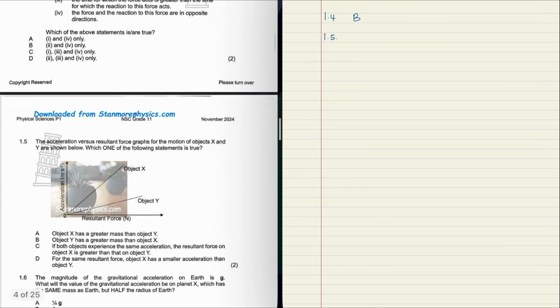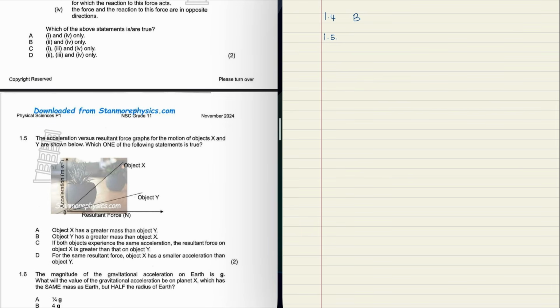The acceleration versus resultant force graphs are drawn and they're asking which statement is true. Object X has a greater mass than object Y. So what we need to look for here is gradient. Gradient is y over x, so essentially the gradient is the acceleration divided by the resultant force, or F net. If we go to our formula, F net is equal to ma.